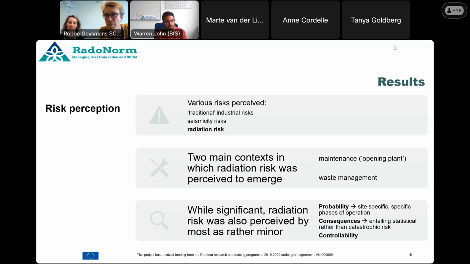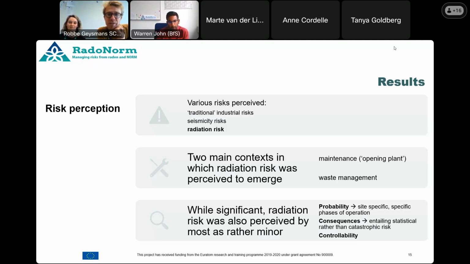So this idea that by taking water out of the earth and pumping it back under high pressure, you might induce seismicity in the surroundings. And then obviously radiation risk was also recognized by all of our respondents as a potential risk when it comes to exploiting a geothermal energy plant. For some, it was the main risk that they perceived. For others, it was one among many different risks.